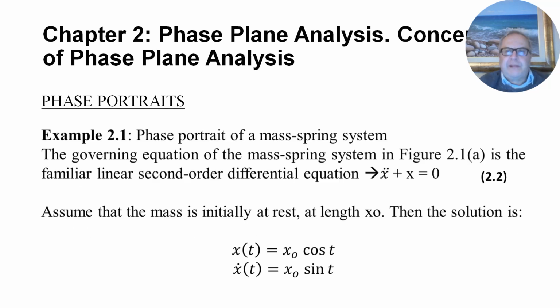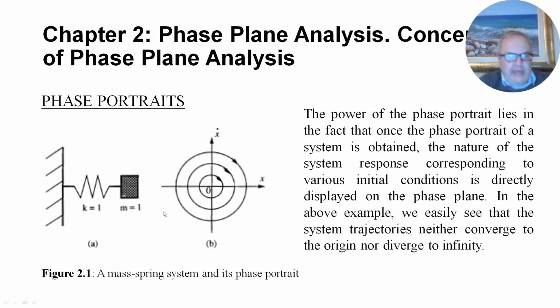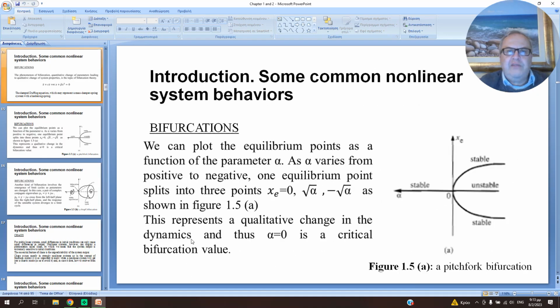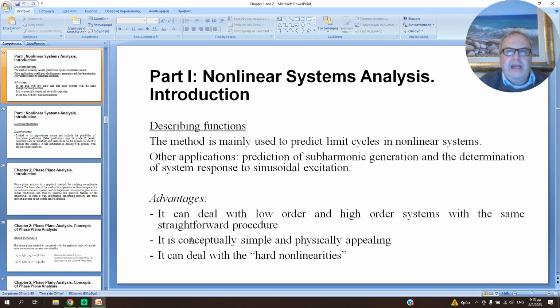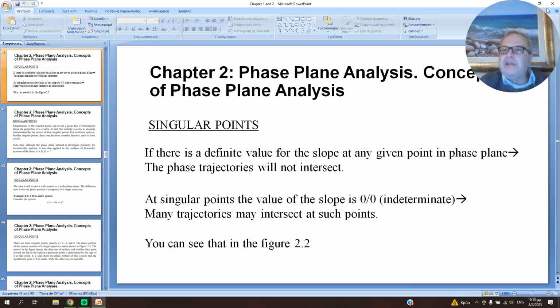Phase portraits of a mass spring system. The governing equation of the mass spring system is this, and if you put here x(t) equal to x0 cosine t and x-dot(t) equal to minus x0 sine t, you can have this. This is where my transparencies are, and I will give you these also. I will send them to you by email.